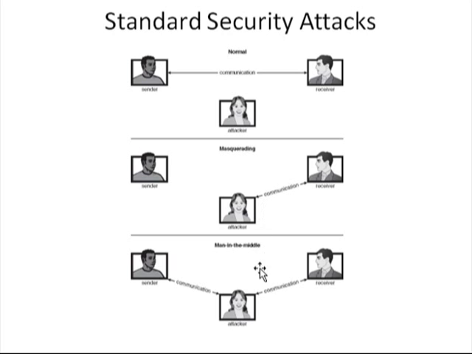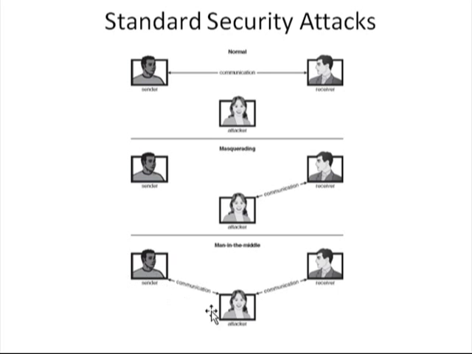Then in the man in the middle attack, the attacker will just be listening to the communication happening between the sender and the receiver, and then jump in between. He will pretend that he is the receiver as well as the sender. In this scenario, the sender will send a message to the attacker, and the attacker will communicate that message to the receiver, and vice versa.